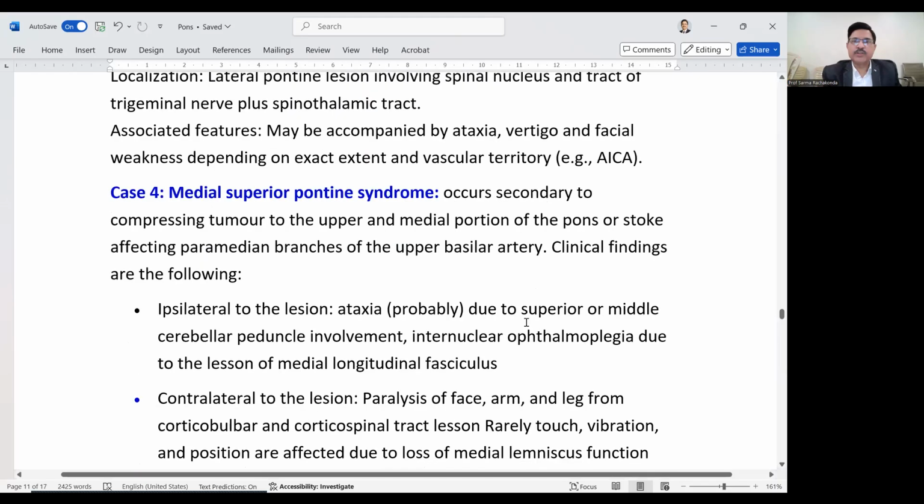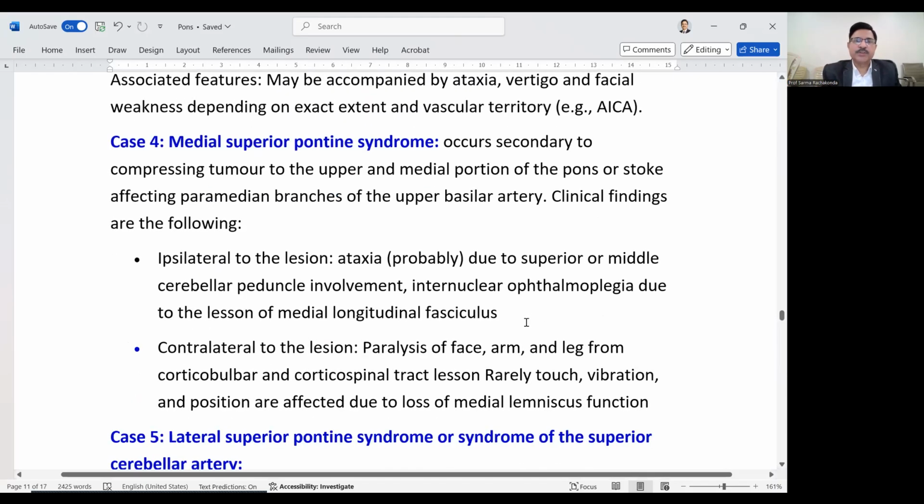Medial superior pontine syndromes occur secondary to compressing tumors on the upper and medial portion of the pons or a stroke affecting the paramedian branches. What will the clinical findings be? Medial superior pontine syndrome: ipsilateral ataxia due to superior or middle cerebellar peduncle involvement, internuclear ophthalmoplegia, and contralateral paralysis of face, arm, and leg. If I have ipsilateral ataxia and a contralateral corticospinal effect, it is a superior pontine syndrome.